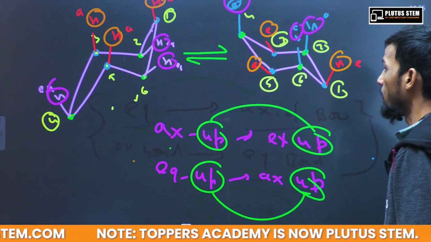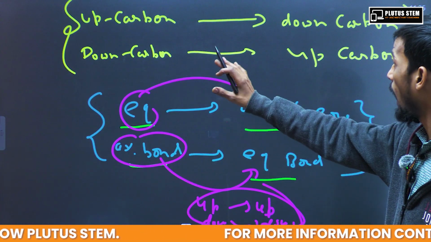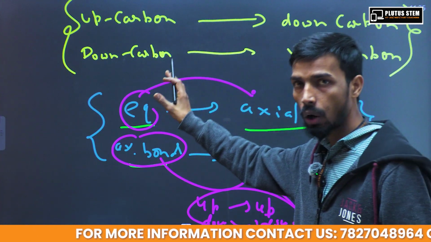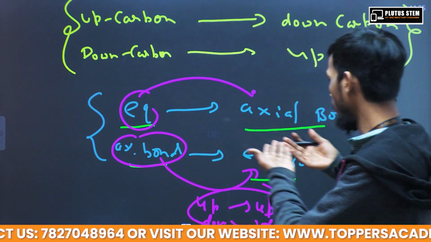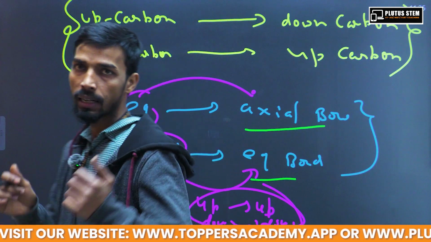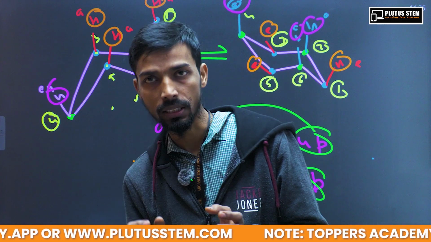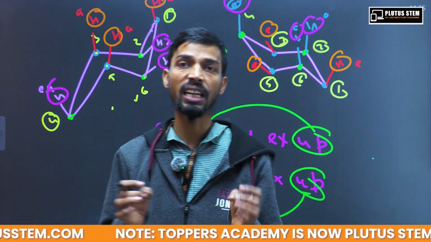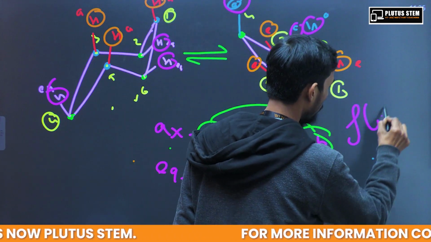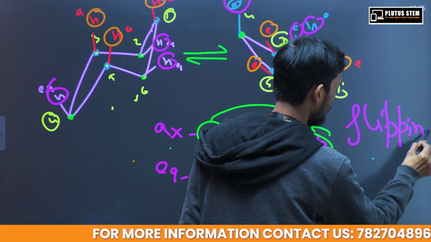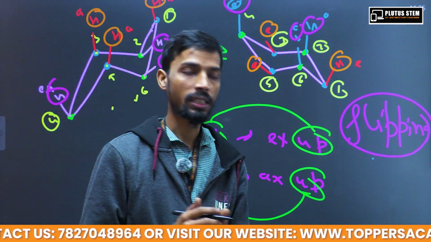In the ring flipping phenomena, we can say that up carbon is converting to down carbon and down carbon is converting to up carbon. Equatorial converting to axial and axial converting into equatorial, and up remains up, down remains down. So that phenomena that exists at room temperature, that is being visualized by proton NMR spectroscopy, is termed as ring flipping of cyclohexane.